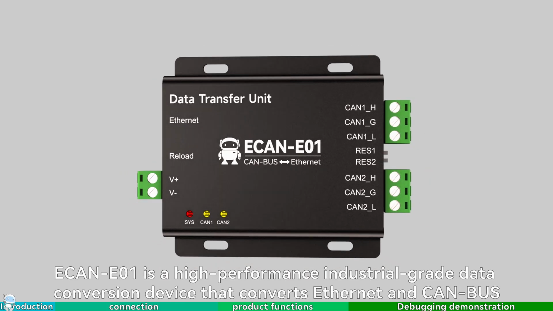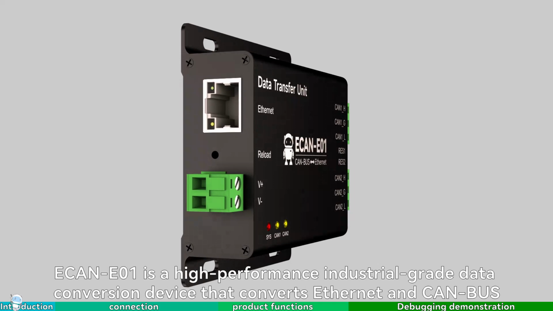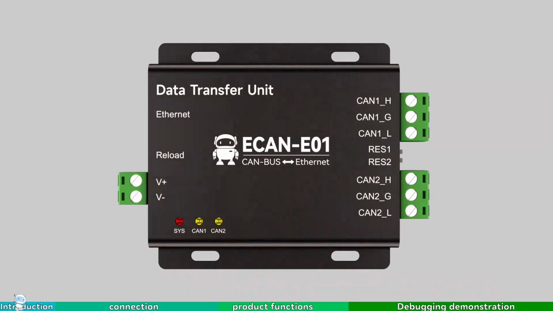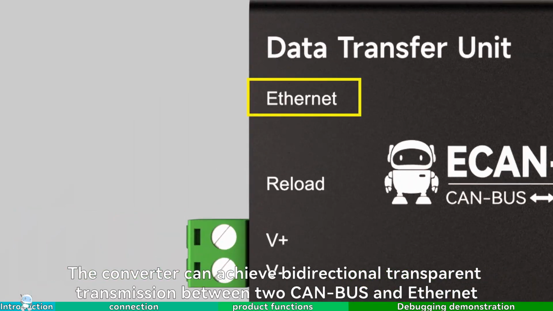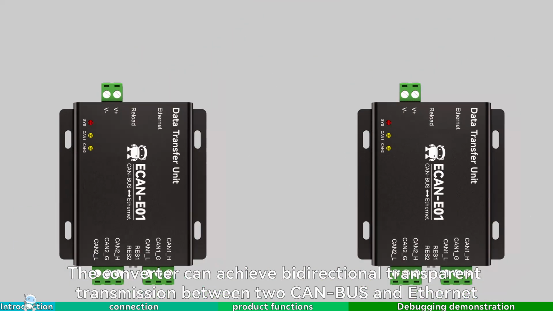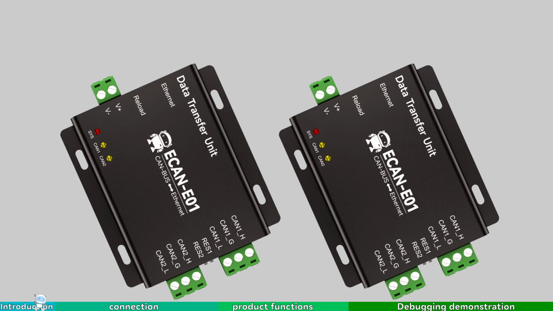Ecan E01 is a high-performance industrial-grade data conversion device that converts between Ethernet and CAN bus. The converter can achieve bidirectional transparent transmission between two CAN buses and Ethernet, and can also be used as a CAN relay device to extend the communication distance of the CAN bus.